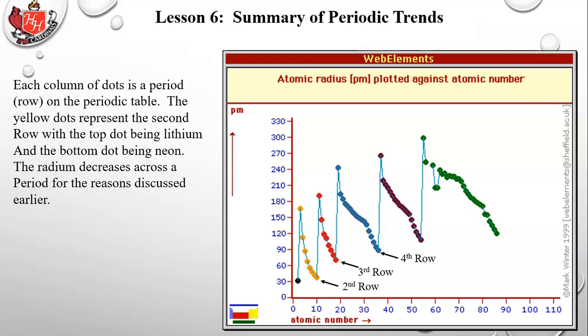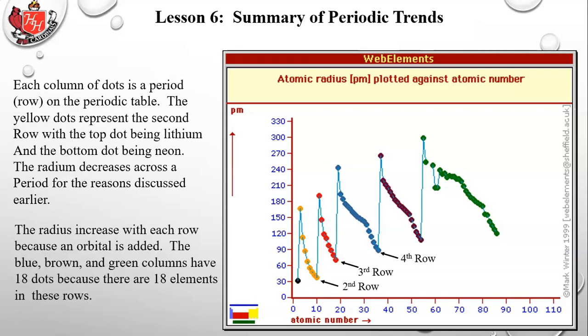And you'll notice there's a lot more dots when you get to the fourth row. That's because you're into the transition metals. That's all those elements in between that you didn't have in the first three periods. And so that's why you have more dots there. So the radius increases with each row because an orbital is added. The blue, brown, and green columns have 18 dots because there are 18 elements in these rows. So if you look at your periodic table, you'll count 18 elements from left to right in those rows.